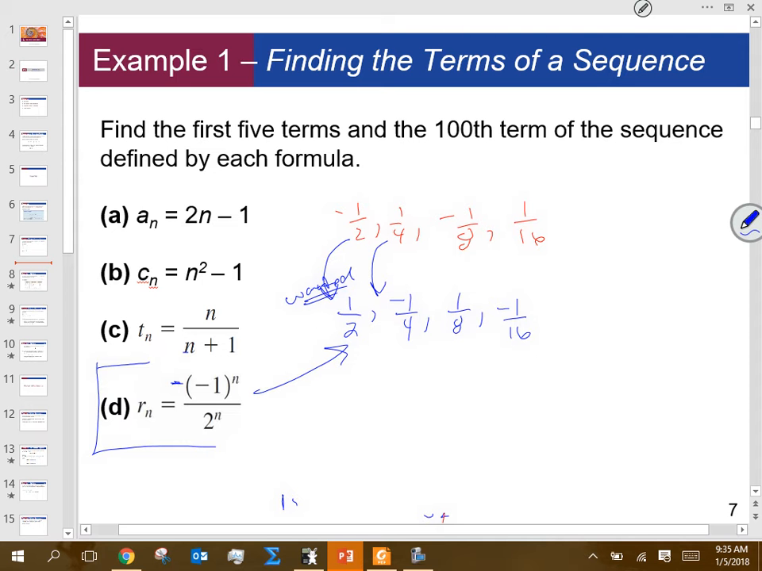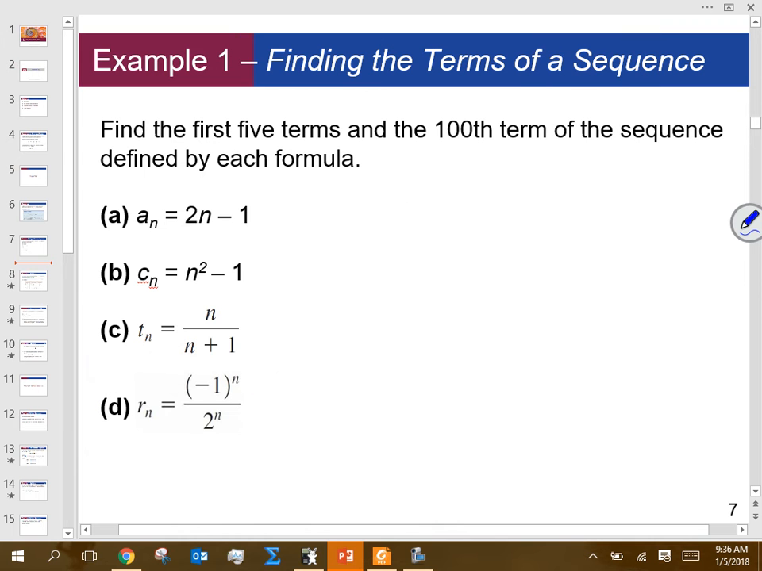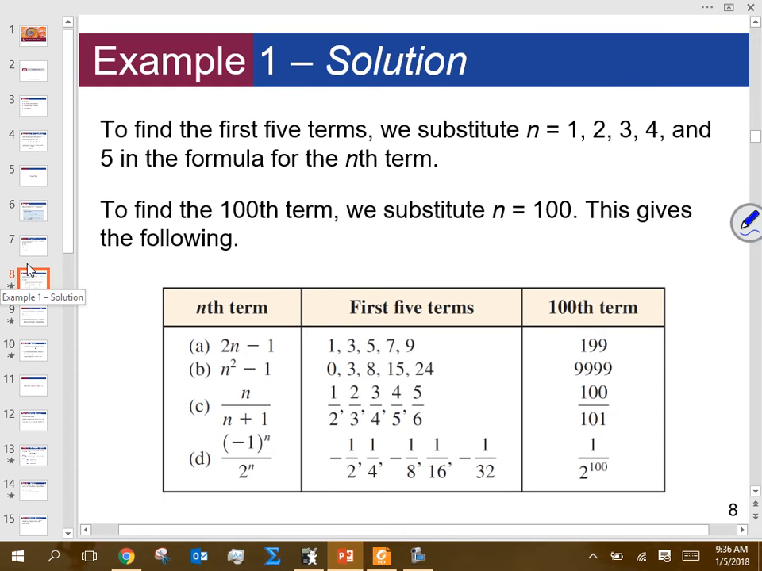On your final, it's not going to be a question on your final, but it is something to think about when you're dealing with sequences in general. They don't always have to be solely positive numbers.